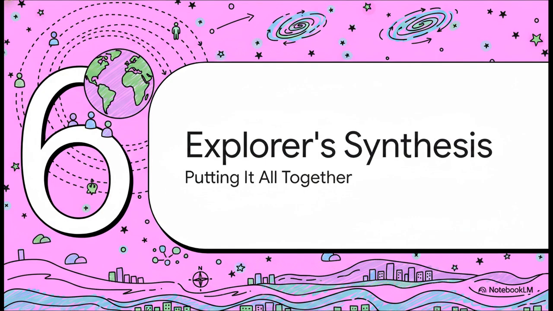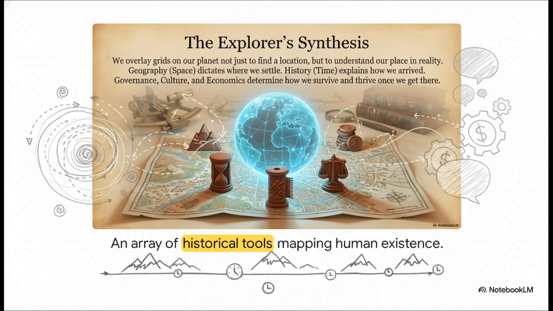Section 6. The Explorer's Synthesis. Putting it all together. At the end of the day, we don't just overlay these grids onto our planet to plan our road trips. We do it to survive. Geography determines where we can build, history tells us how we got there, and economics dictates whether we'll actually thrive once we arrive. This invisible web of rules completely defines our physical reality, which proves exactly why that social science toolkit we talked about earlier is so incredibly important.